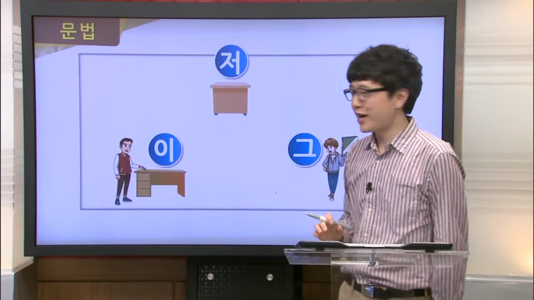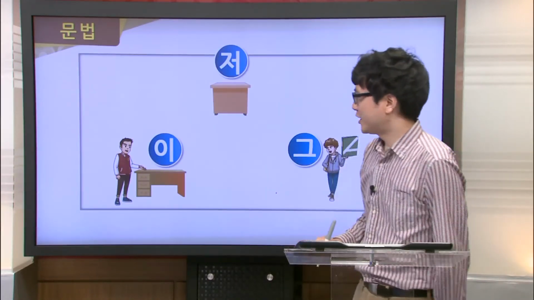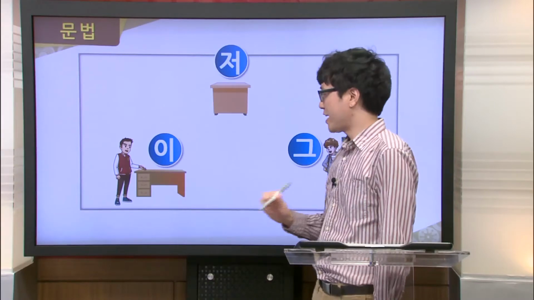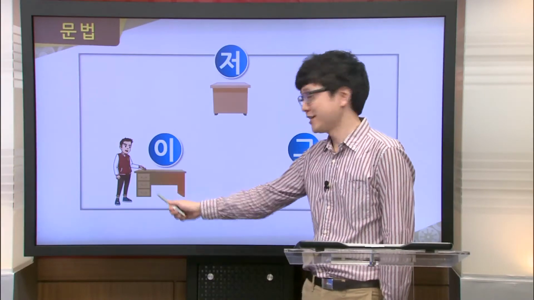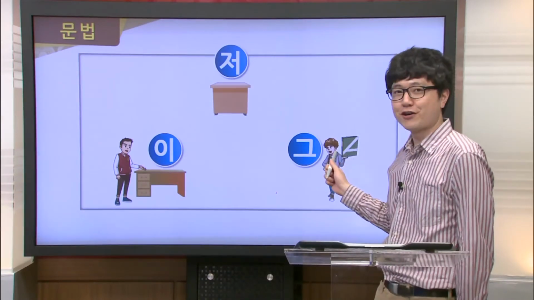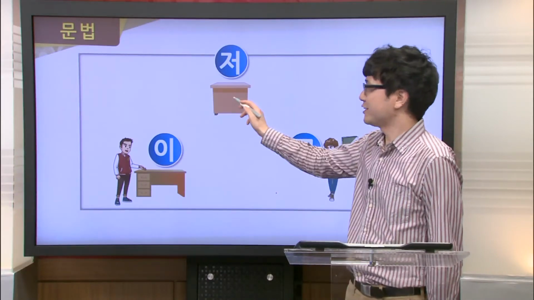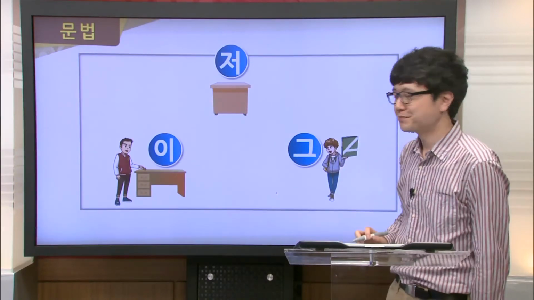So let's take a look at this figure here. You can see that we have three objects. We have the desk or 책상. We have a book here or 책. And lastly, we have a table right here.